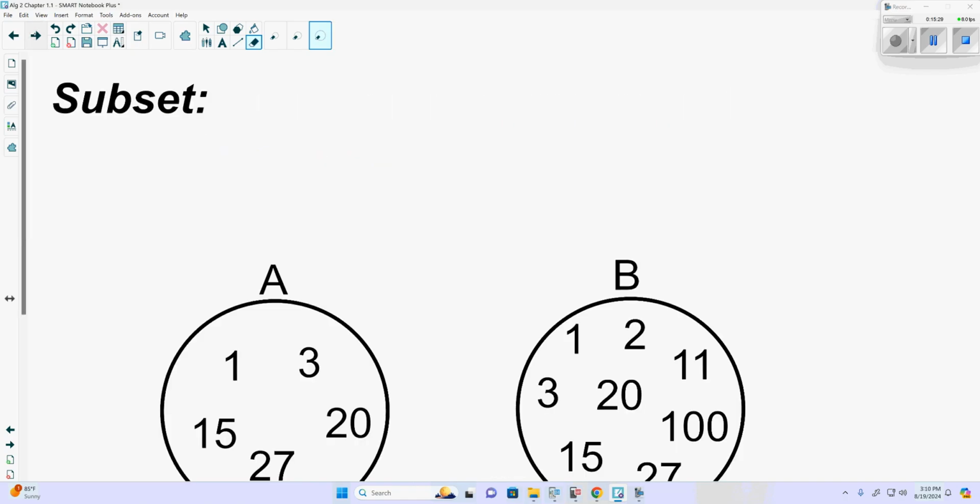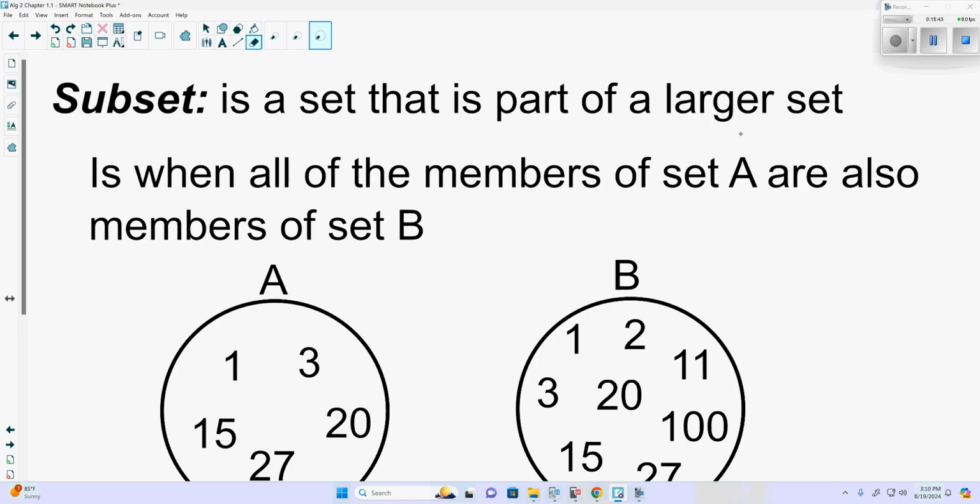Now, the next thing we're talking about is subsets. A subset is a set that is part of a larger set. For something to be considered a subset, everything in it must be contained in the other set.